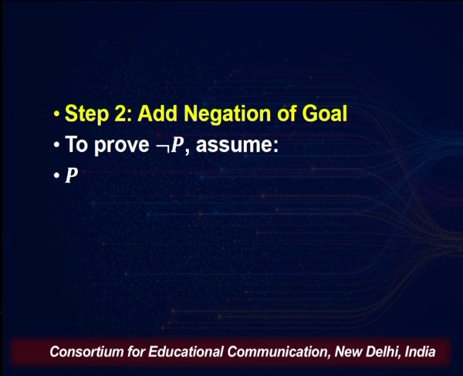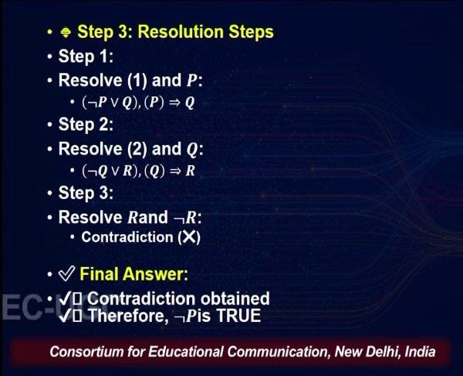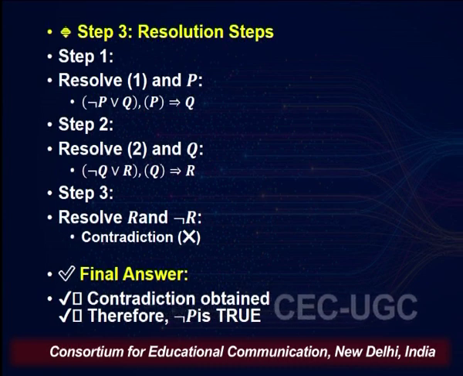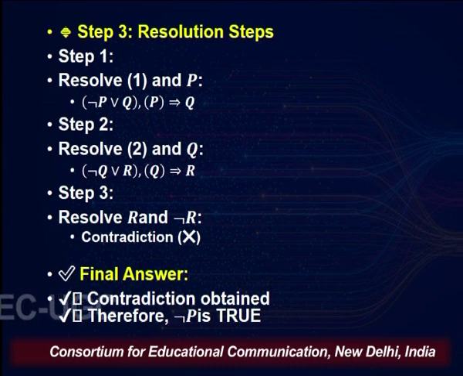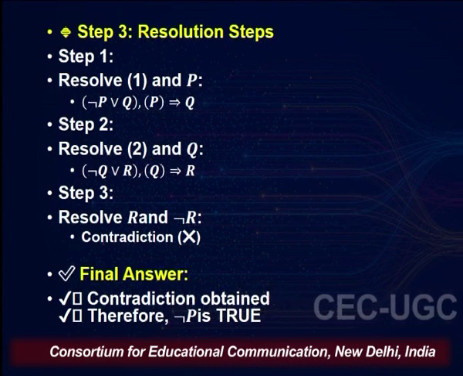Now, in the next step, what do we need to do? We need to add the negation of the goal to the clauses. So, in order to prove negation of P, which is our goal, we are assuming P. So, P is something which we have assumed, and we will add this into the clauses and then resolve those clauses. Among the available clauses, we have negation of P or Q, negation of Q or R, negation of R, and apart from that we have P also.